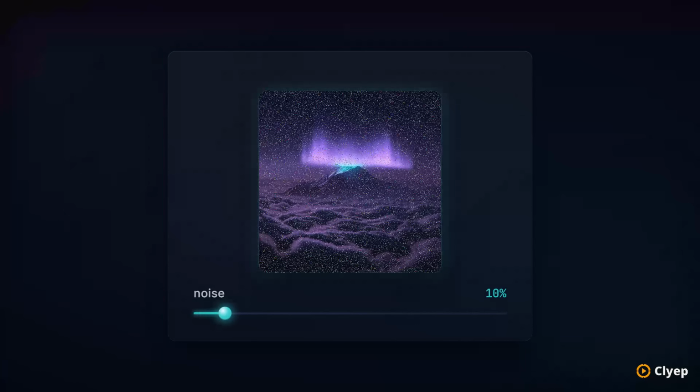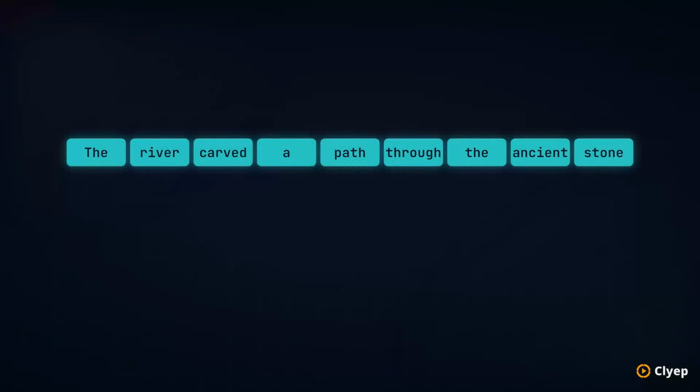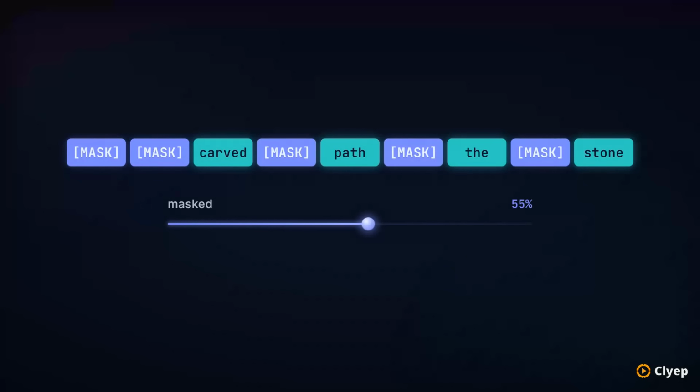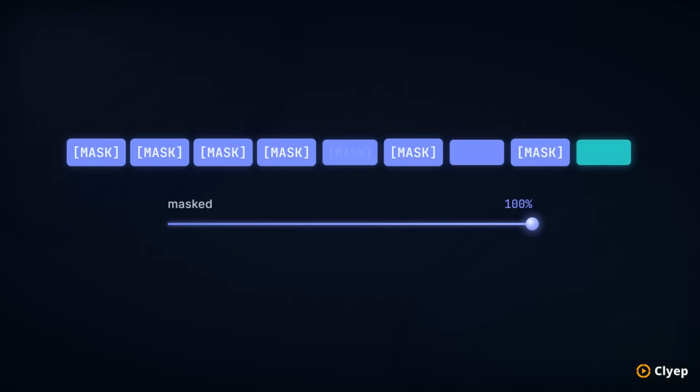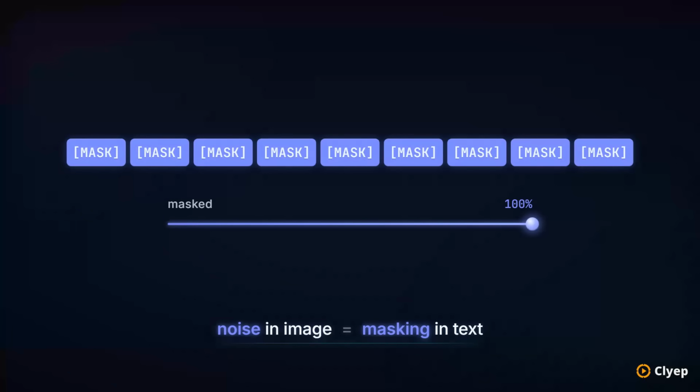An image can be 10% noisy, 50% noisy, 90% noisy. It's a continuous value, corrupt it by any amount you want. But how would we translate this to text? What's the equivalent of 10% noise, or 50% for a sentence? A word is discrete. River is either there or it isn't. There's no 30% river. So instead, we mask the tokens. Mask 1 of 9, that's 11% corrupted. Mask 5 of 9, 55%. Mask all 9, and the sentence is fully corrupted. Noise in pixels equals masking in tokens.